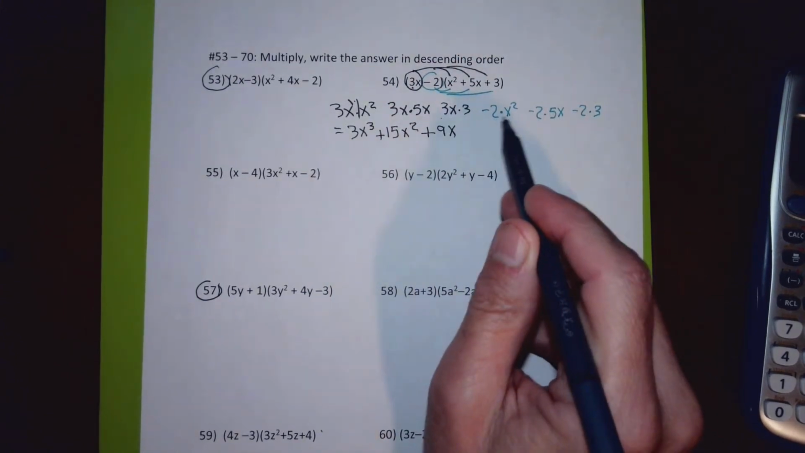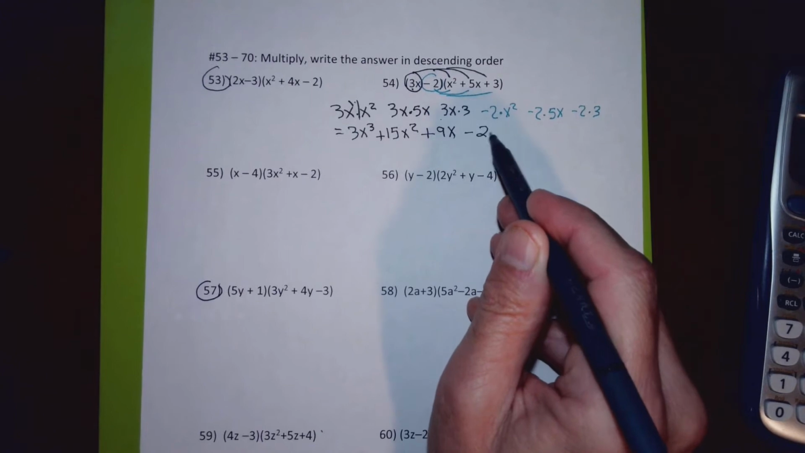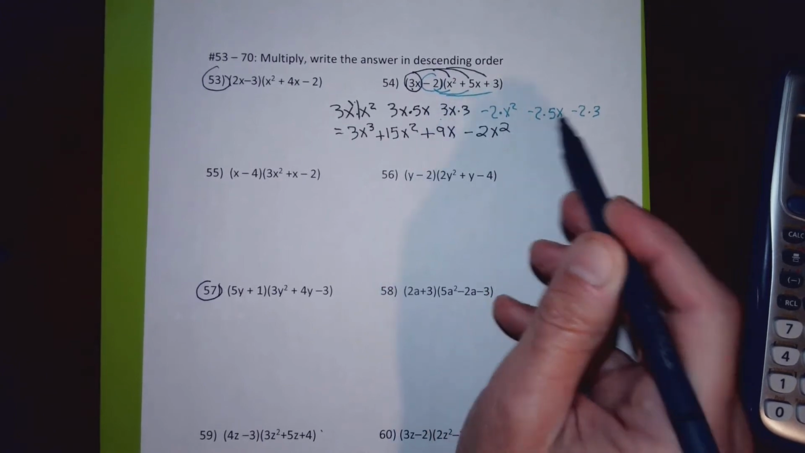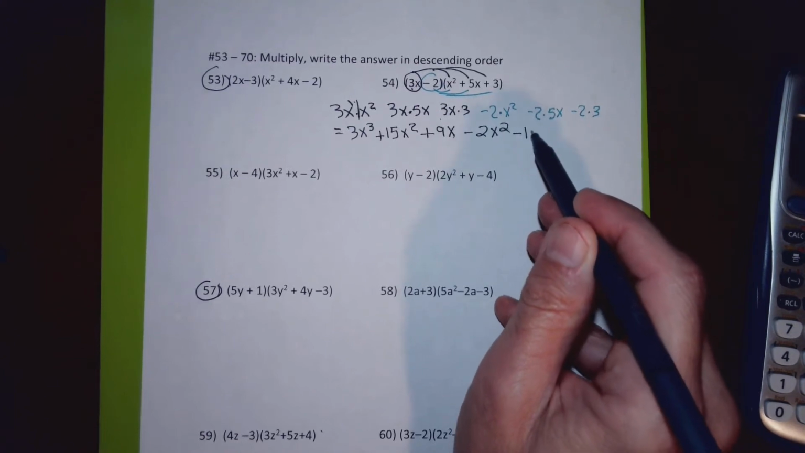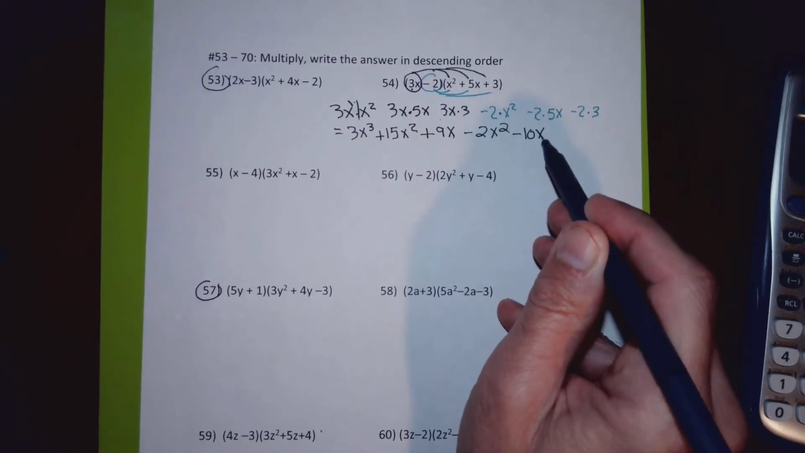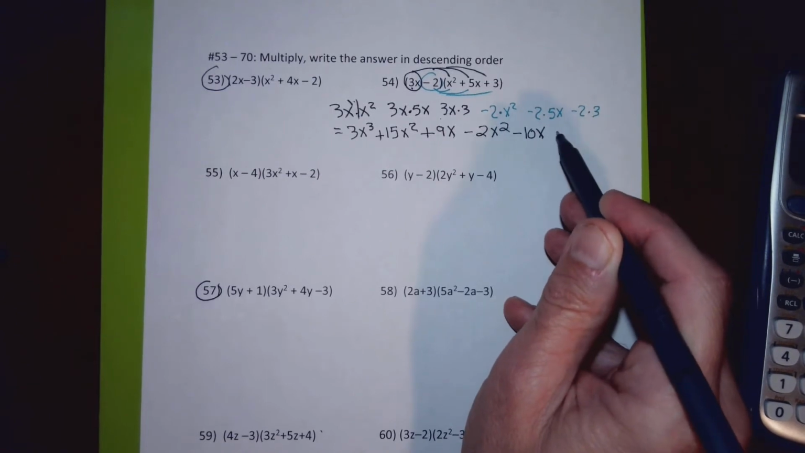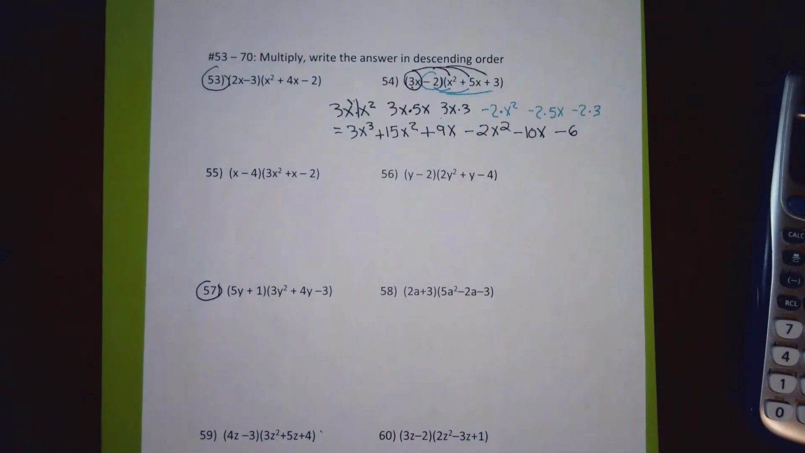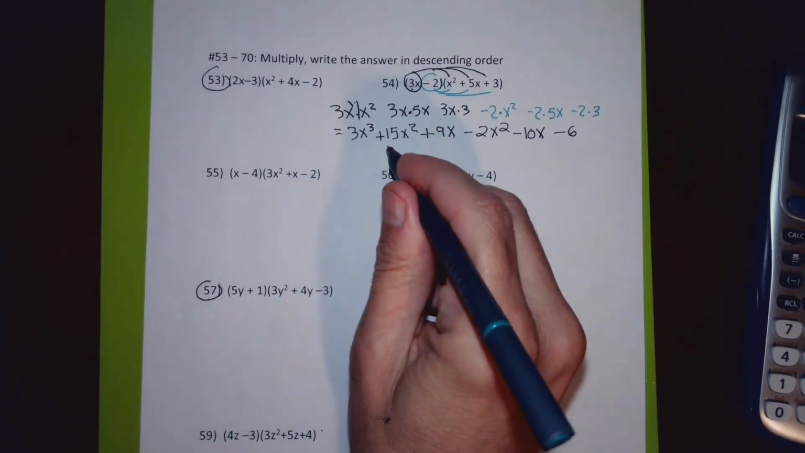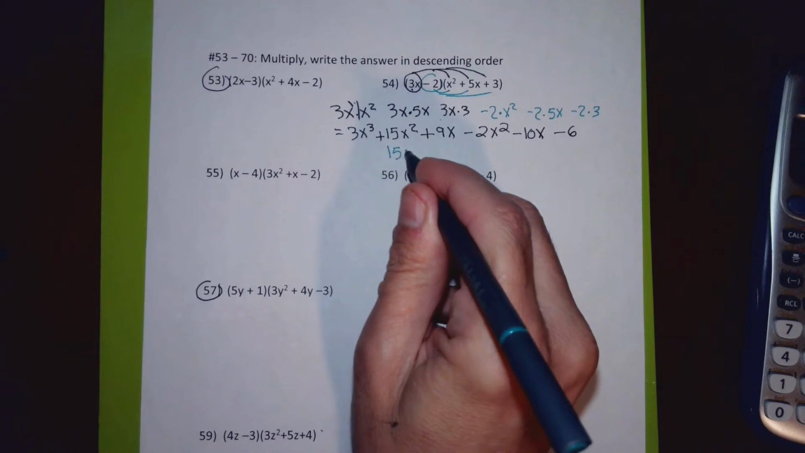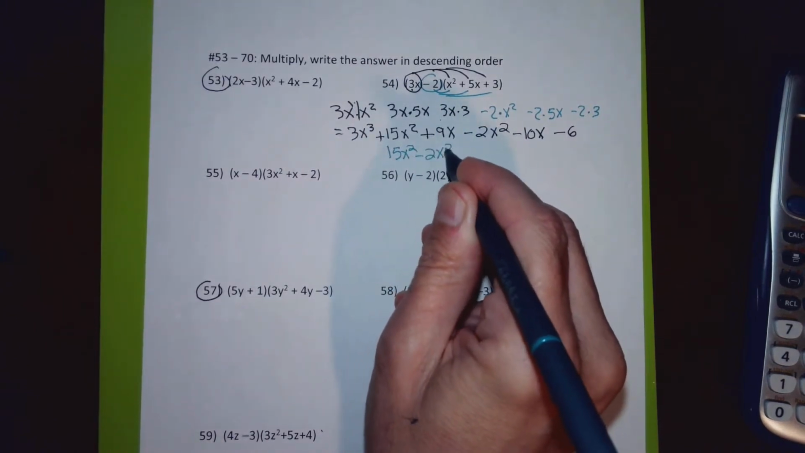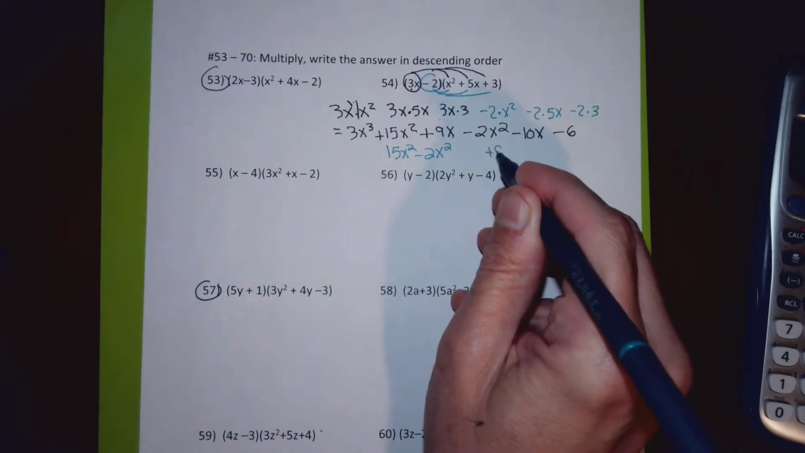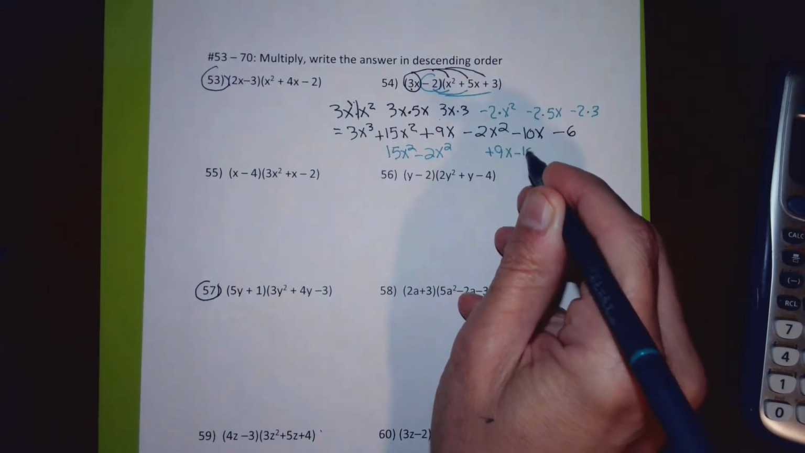Fourth multiplication, I'm just going to leave these written next to each other as a negative 2x squared. Fifth multiplication, I multiply negative 2 times 5 and get negative 10. I leave the x. Last multiplication, I do negative 2 times 3 and get negative 6. I have 6 terms here, but I have only 2 pairs of like terms. The like terms that I need to worry about are 15x squared minus 2x squared, and positive 9x minus 10x.